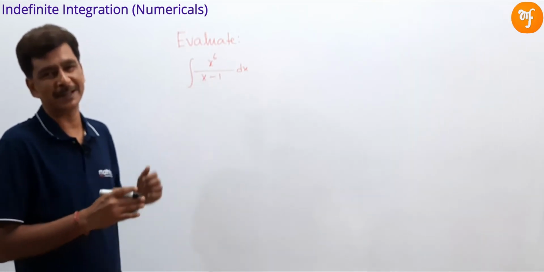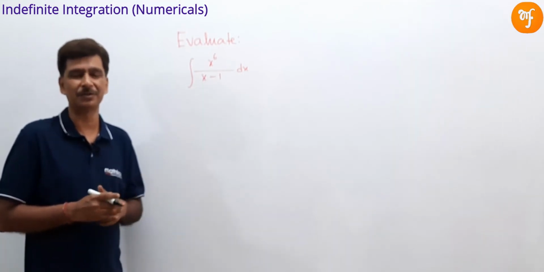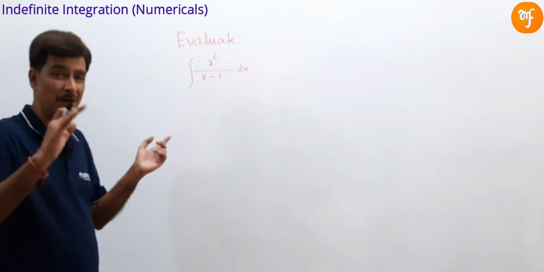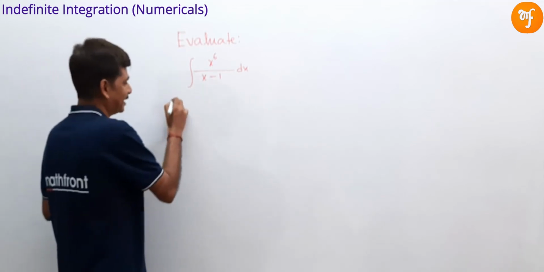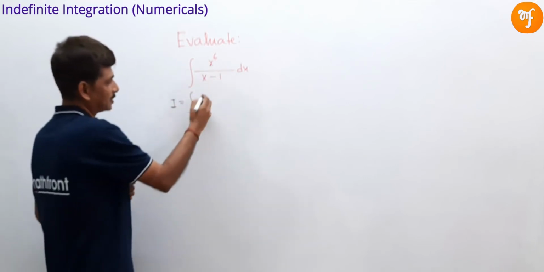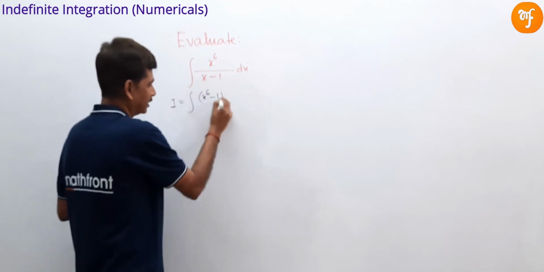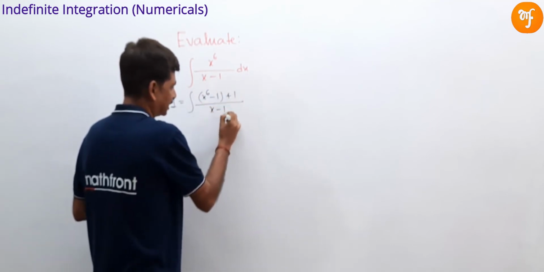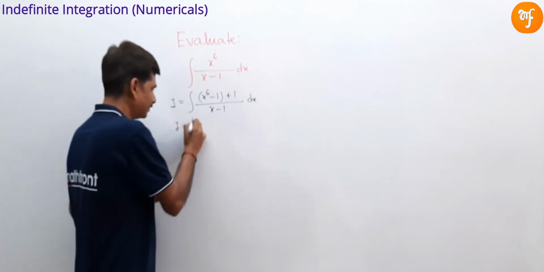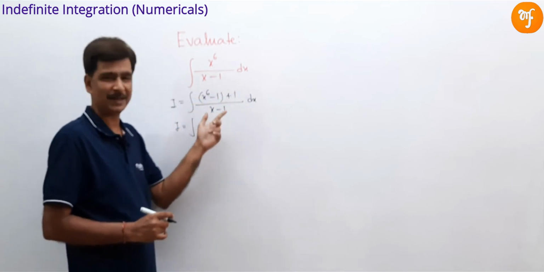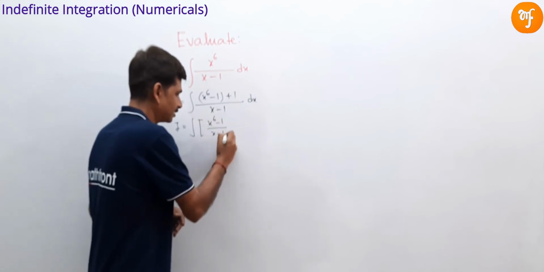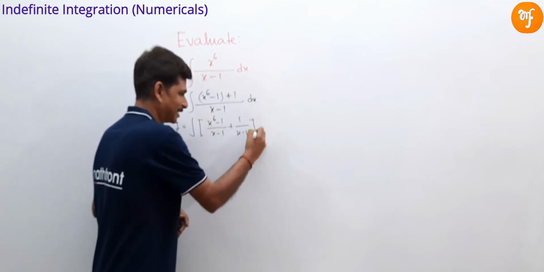So friends, come to another interesting question, that is the integration of x to the power 6 divided by x minus 1 dx. Now to solve this type of numericals, look how to solve it. We can write I is equal to the integration of x to the power 6 written as x to the power 6 minus 1 plus 1, and at the denominator x minus 1 is present. Now, this (x to the power 6 minus 1 plus 1) by (x minus 1) can be written as (x to the power 6 minus 1) by (x minus 1) plus 1 divided by x minus 1 dx.